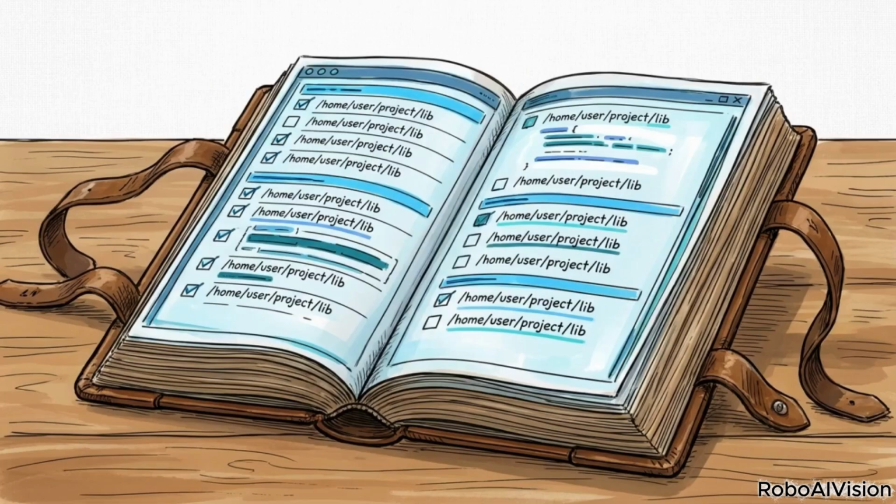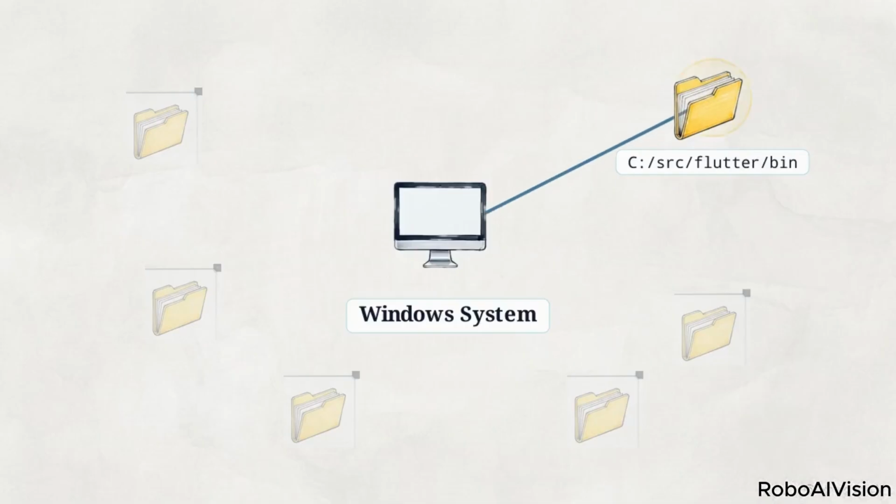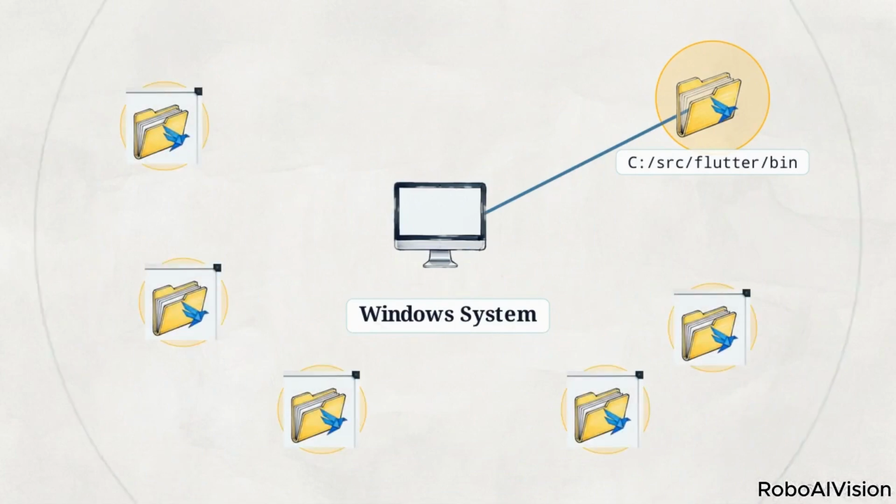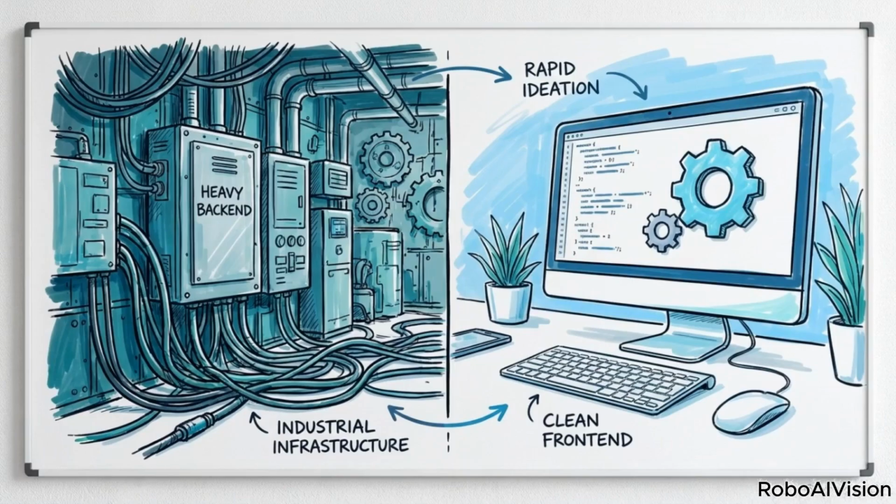Next, we update the computer's master address book, known in Windows as environment variables. By adding the Flutter folder path here, your system will recognize Flutter commands regardless of which folder you are working in. With the tools installed, we need a workspace.